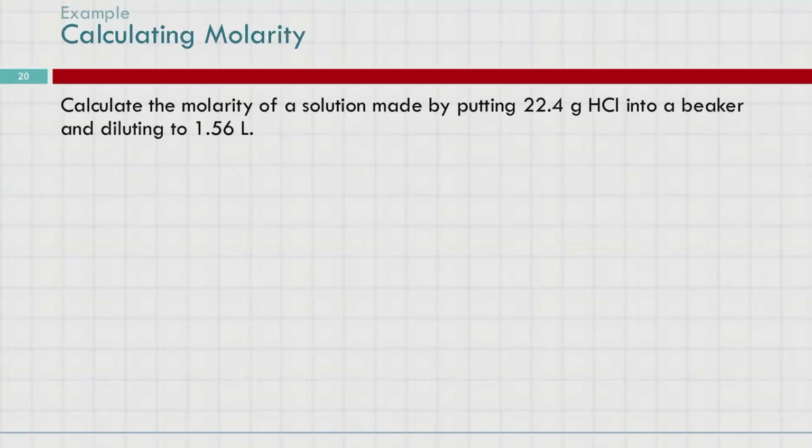All right, let's do a calculation with molarity. Let's show you how to do it. We want to calculate the molarity of a solution made by putting 22.4 grams HCl into a beaker and diluting to a total volume of 1.56 liters. Molarity is capital M. Capital M, molarity, is moles over liters. One of my favorite tricks with molarity is that anytime that you see that capital M that means molarity, you can directly replace it with moles over liters.